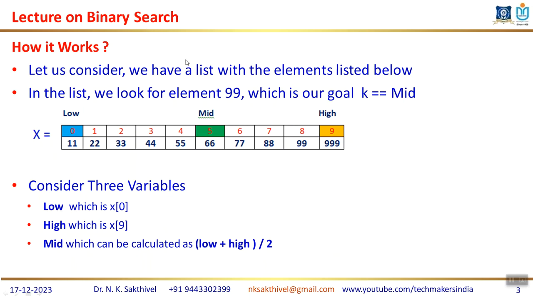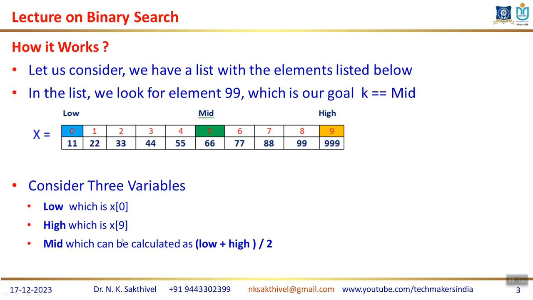I already told you binary search functions under the logic of divide and conquer. For understanding purposes, let us consider whether the element 99 is available in this list or not. Before executing the task, binary search has three assumptions. Number one, one variable is low, where x of 0 is stored in low. And the highest index, for example, according to this example, x of 9, is considered as high. So two variables: low, x of 0, and high, x of 9.